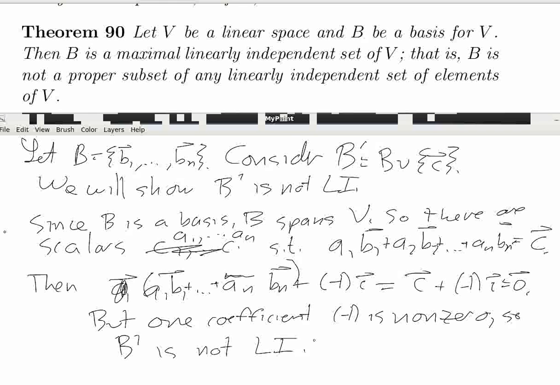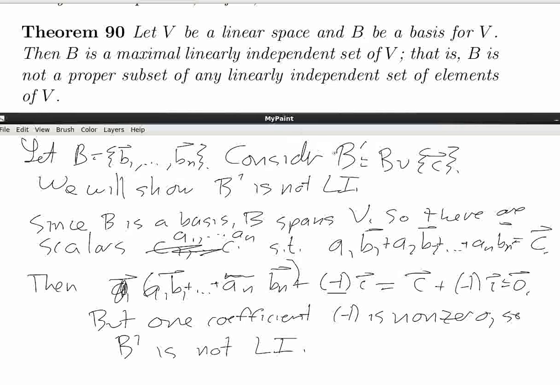So what have I done? I've shown that if you take your basis and throw any other element you want right here, that is not a linearly independent set. How? Well, I know that this is a basis, so I can make C with these scalars. So I make C with those scalars, I add minus 1 C to it, and then I end up with a 0. But minus 1 is not equal to 0. So not all the coefficients are 0, which means that this is not a linearly independent set.